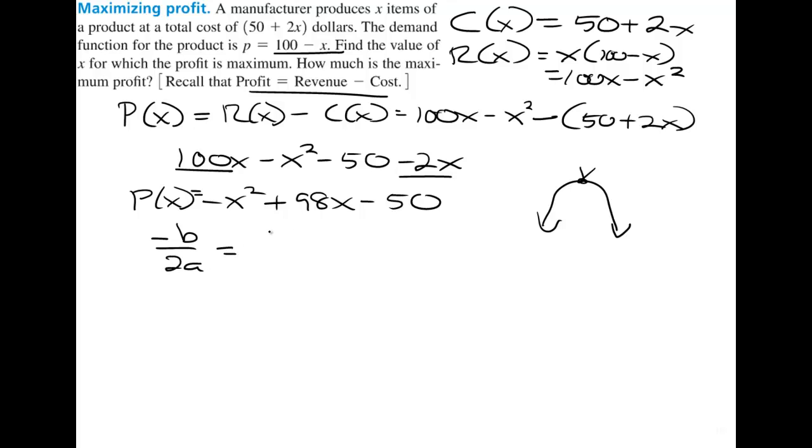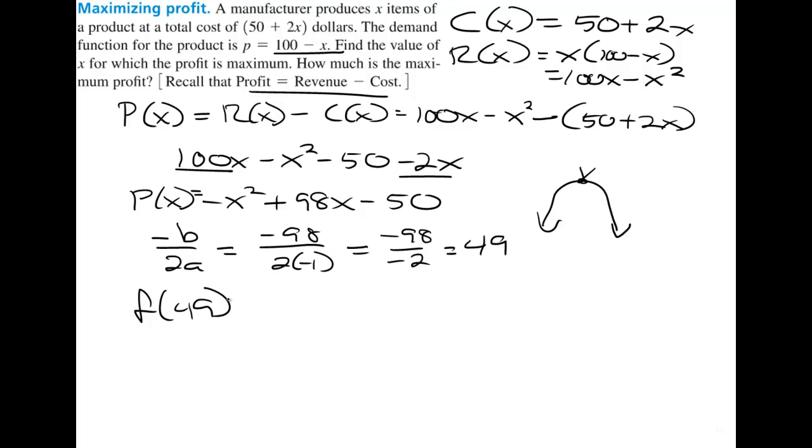So minus b, negative 98 over 2 times negative 1, because a is negative 1. So this is negative 98 over negative 2, which gives you, very simply, positive 49. Now all you have to do is figure out f of 49. And in fact, we've already solved half of it because it said find the value of x for which the profit is maximum. That's what we just found.